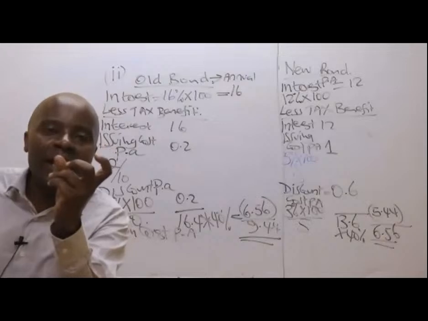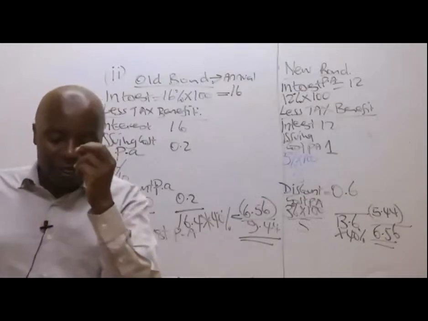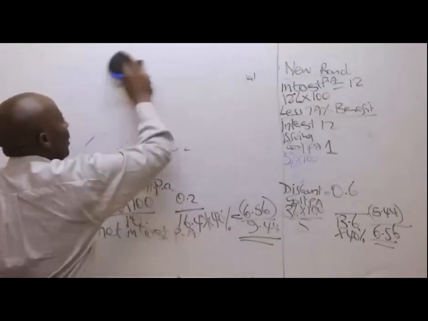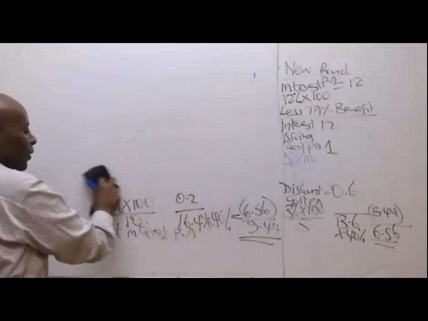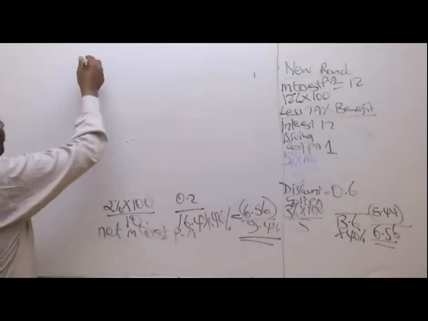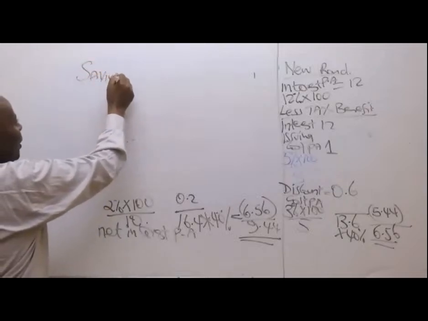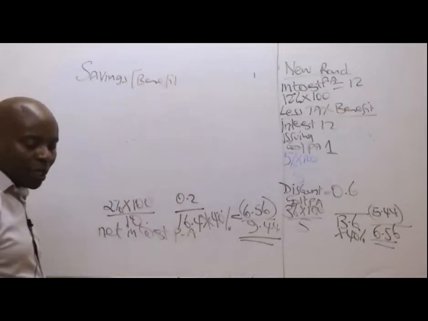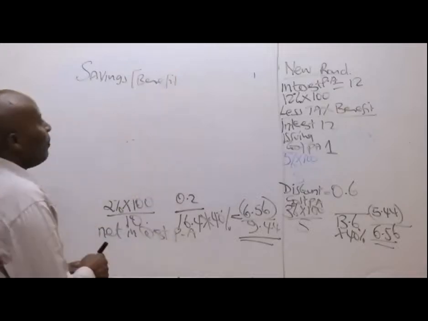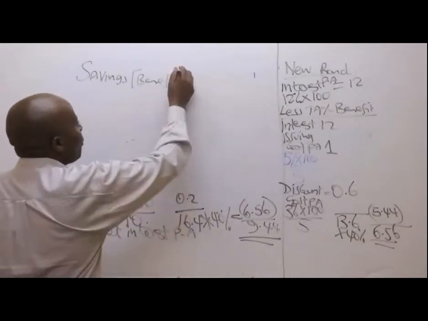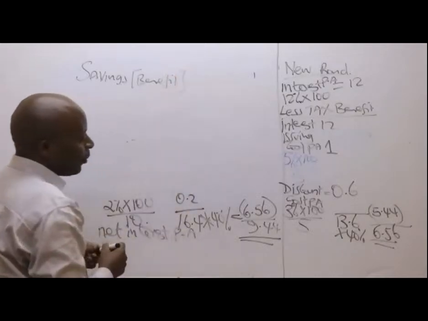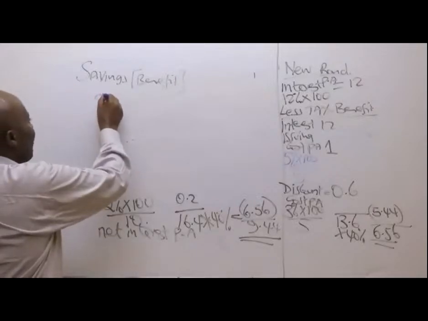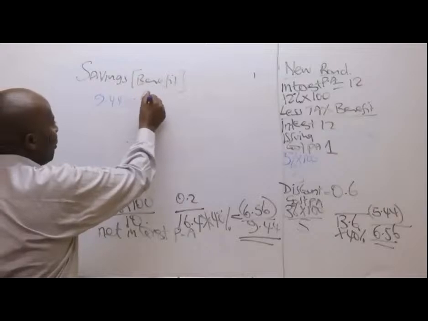So please give me the benefit, the savings. If I work with a new bond, please come and give me the savings. The benefit of the new bond will be 9.44 minus 6.56, like that.